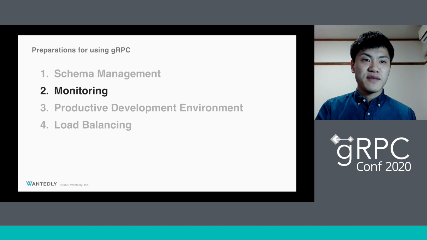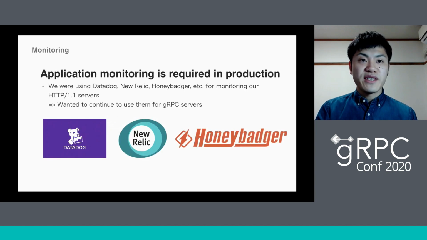Okay, and the next topic is monitoring. As you know, application monitoring is required in production. As a background, we were using various SaaS products such as Datadog, New Relic, Honeybadger, etc. for monitoring our HTTP servers. We wanted to continue to use them for gRPC servers.